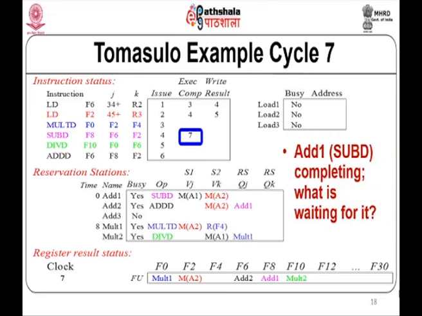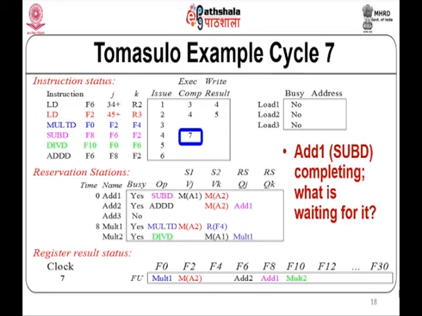So, sub is completing. What is waiting for it is your add instruction, because the destination operand of your sub instruction F8 is a source operand for your add instruction F8. So, now you look at the latency counter. The add instruction has finished execution. The mul instruction has finished 2 clock cycles of execution.